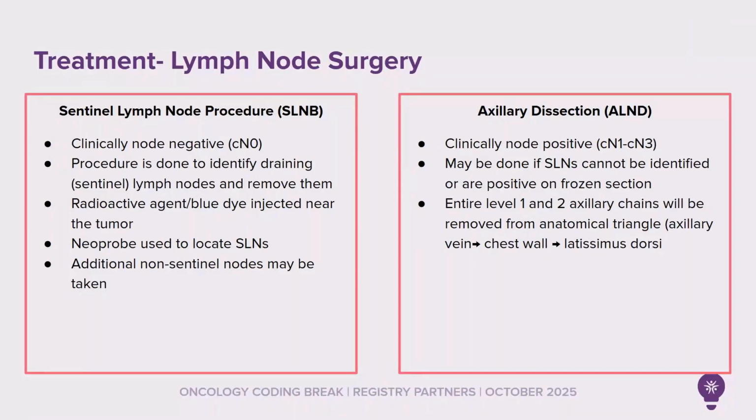Axillary lymph node dissections will usually be done for lymph nodes that are palpated or clinically seen on exam. They may be done if the sentinel lymph nodes cannot be identified or if they were positive on frozen section. The entire level 1 and 2 chains will be removed from the anatomical triangle. This is the axillary vein to the chest wall and latissimus dorsi.